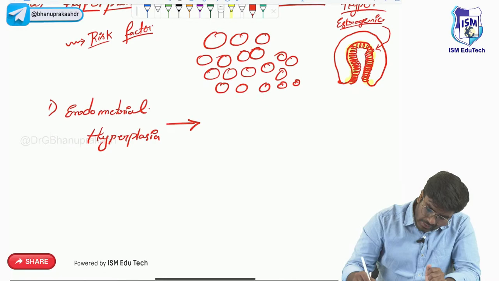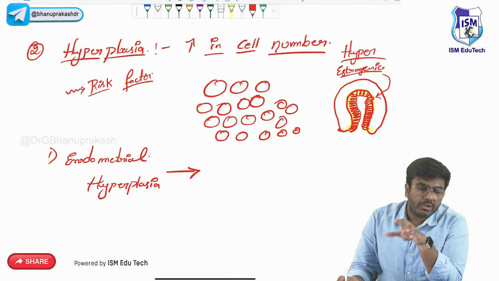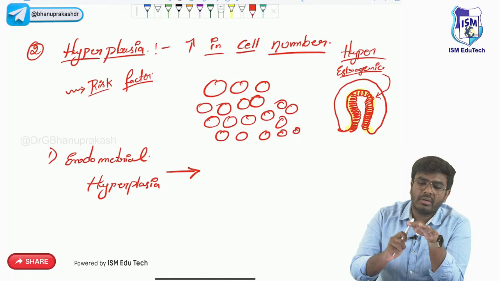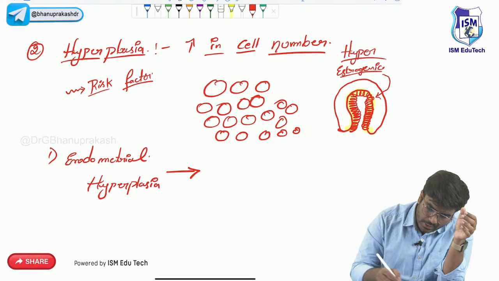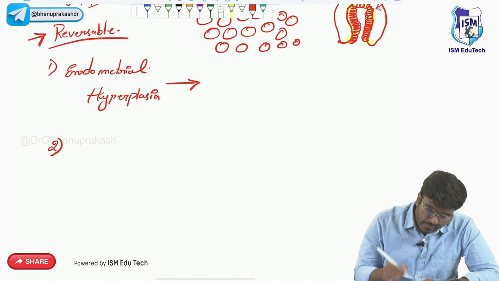But my question is, is this hyperplasia reversible or irreversible? All the cellular adaptations which I am going to discuss right now, the cellular adaptations hypertrophy, hyperplasia, metaplasia, are absolutely reversible. So this hyperplasia is also reversible.